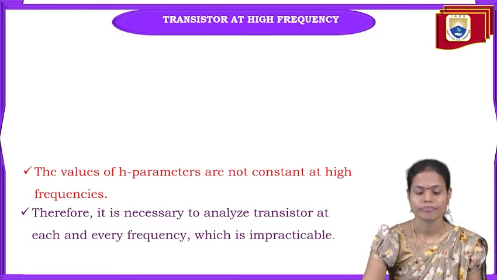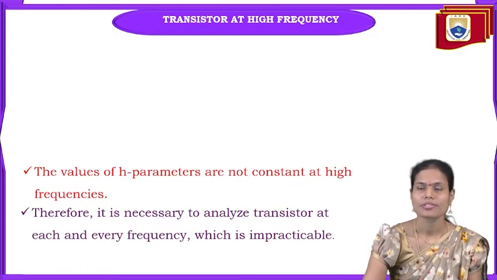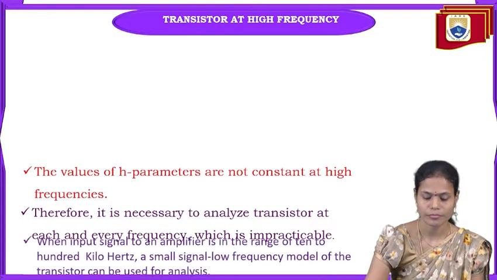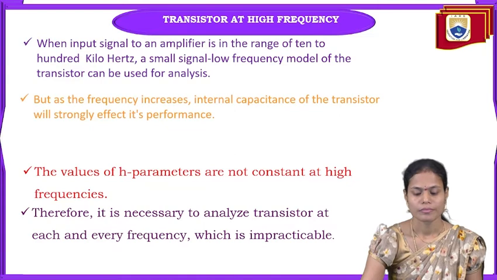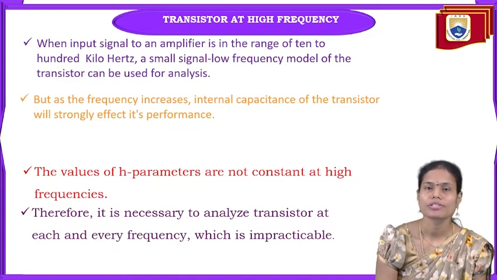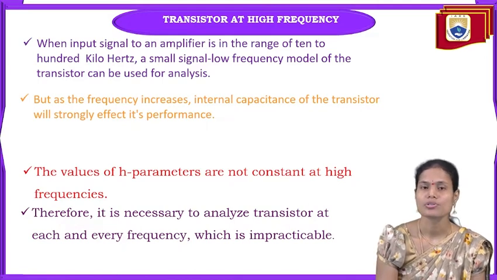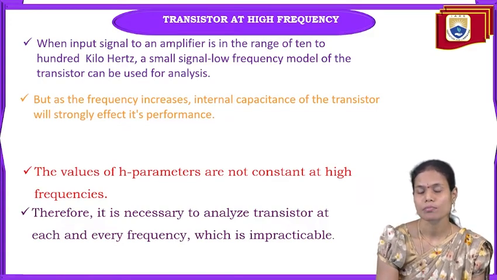Next, we have to see the transistor at high frequency so that we can draw the high frequency hybrid pi model of the transistor. Generally, a low frequency signal is one in the frequency range from 10 hertz to some 100 kilohertz, which we can call the small signal. Whatever small signal or hybrid model we discussed till now is applicable for low frequency signals up to 100 kilohertz.